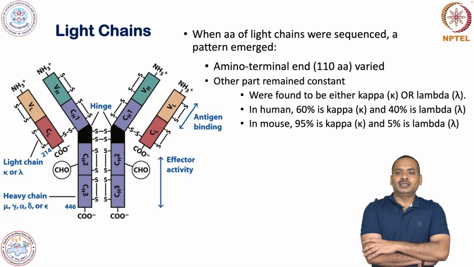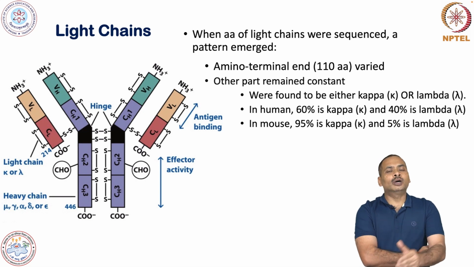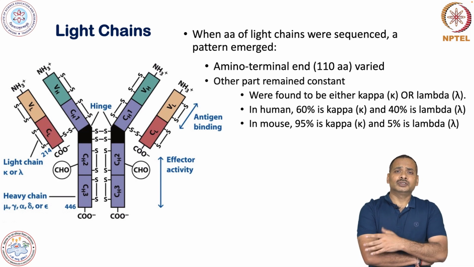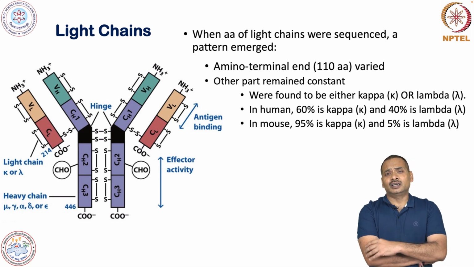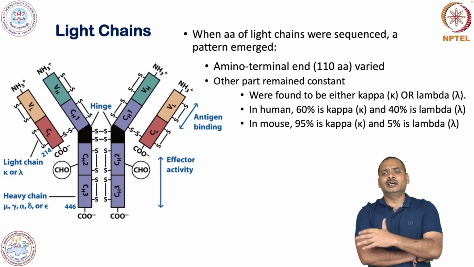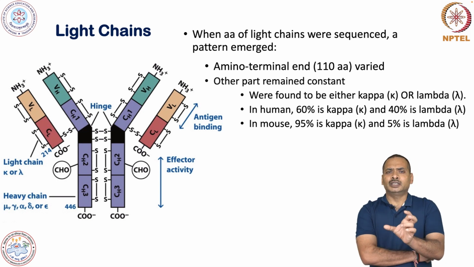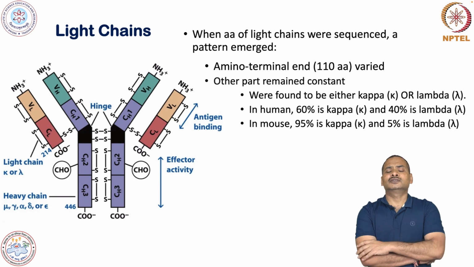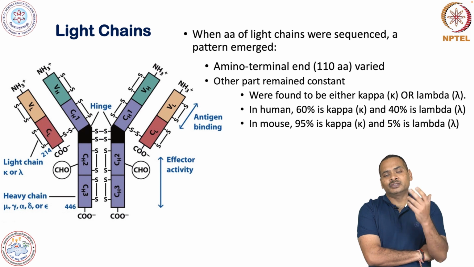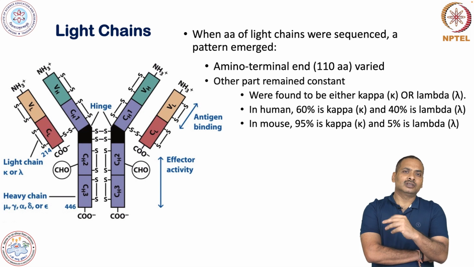These two kinds of sequences are predominantly present in almost all antibodies which were sequenced. They are either kappa type or lambda type. So, they gave simple names: kappa and lambda. There are two kinds of sequence, and they call them kappa or lambda. Whatever they sequenced, the constant region is either kappa type or lambda type.